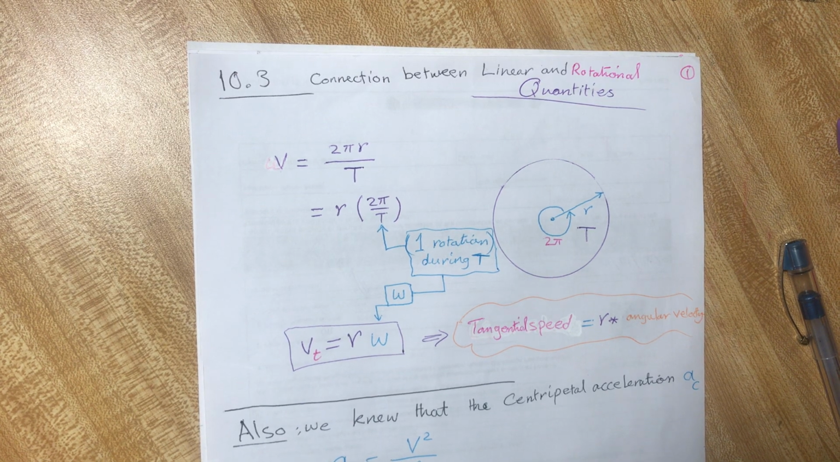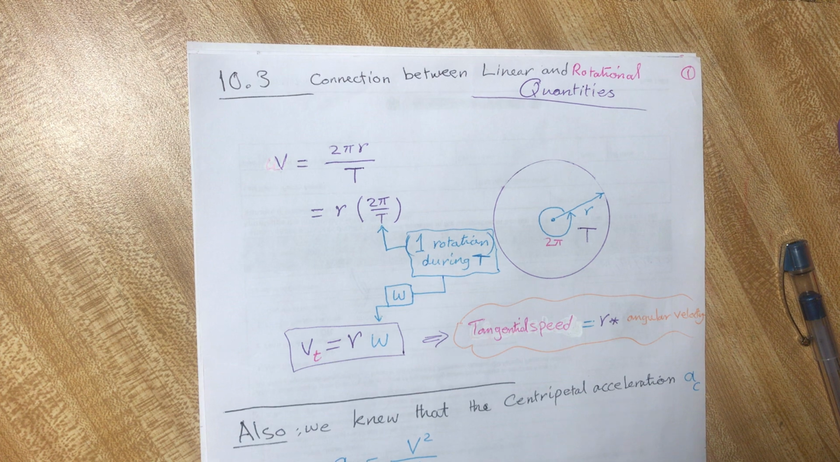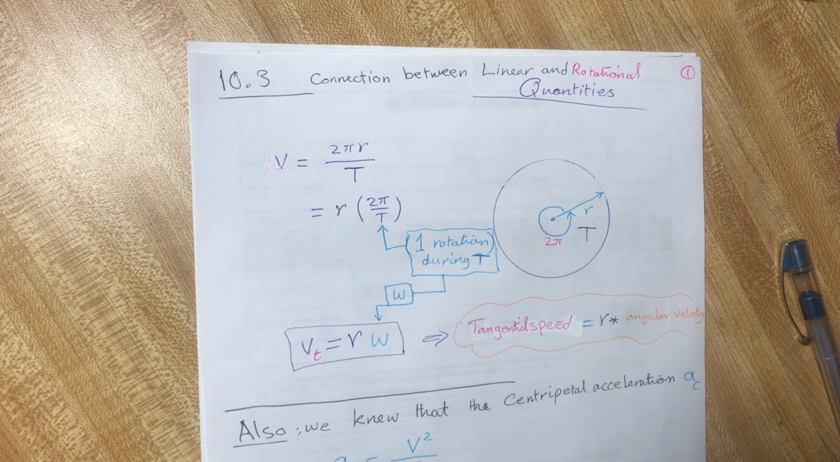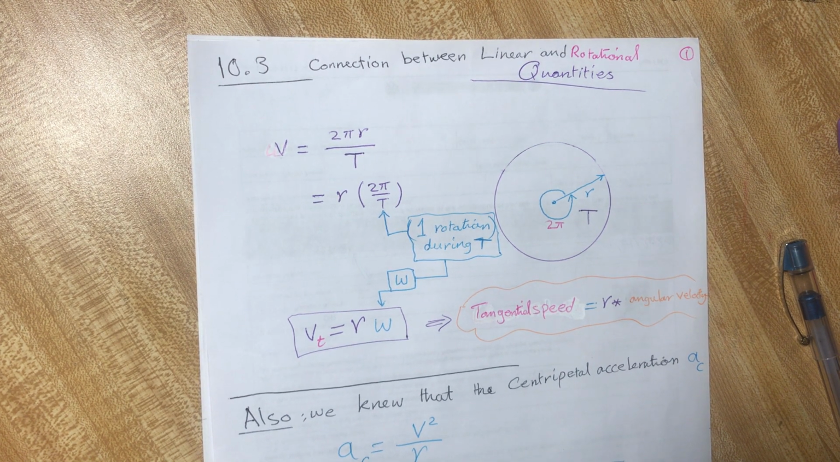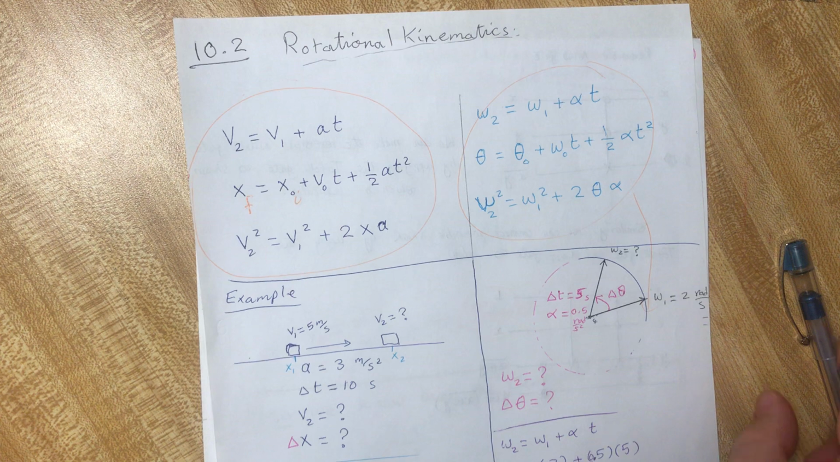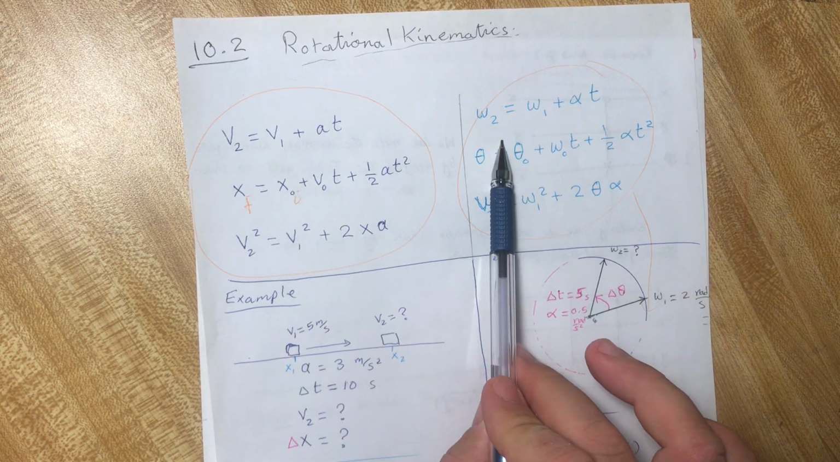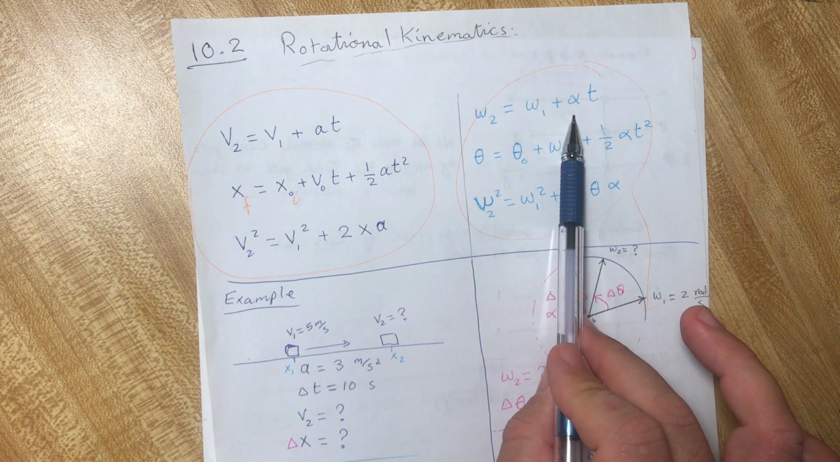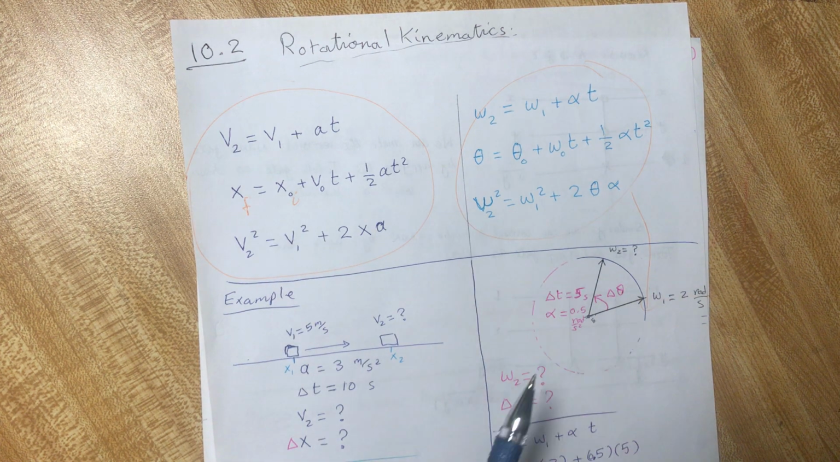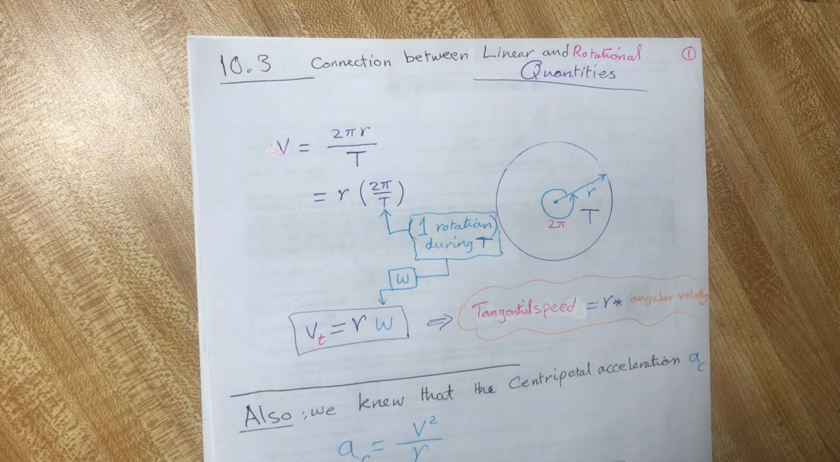Okay, now we'll talk about section 10.3, which is the connection between the linear and rotational quantities. As we saw in the previous section, there is a connection between v and omega, a and alpha, theta and x. Now we will see that.